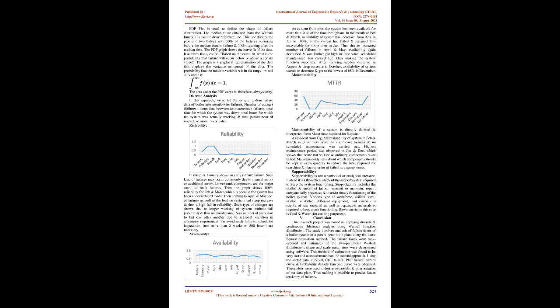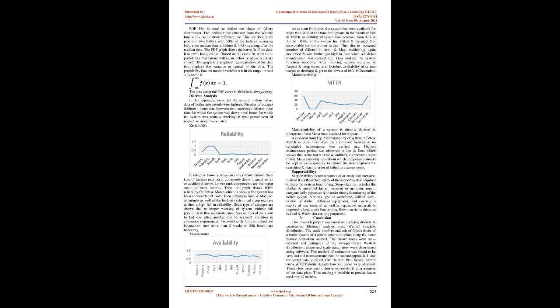The graph is a graphical representation of the data that displays the variance or spread of the data. The probability that the random variable x is in the range, and in this approach, we sorted the sample random failure data of the boiler into month-wise failures. Number of outages, failures, mean time between two successive failures, total time for which the system was down, total hours for which the system was actually working, and total period hours of the respective month were listed.